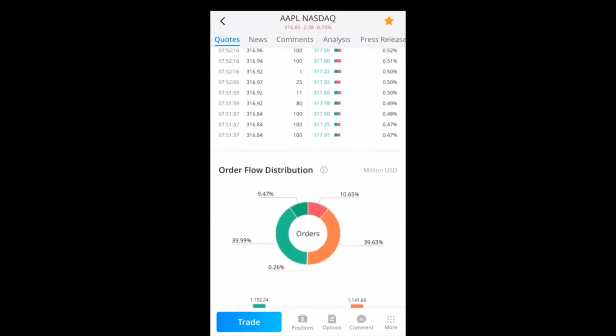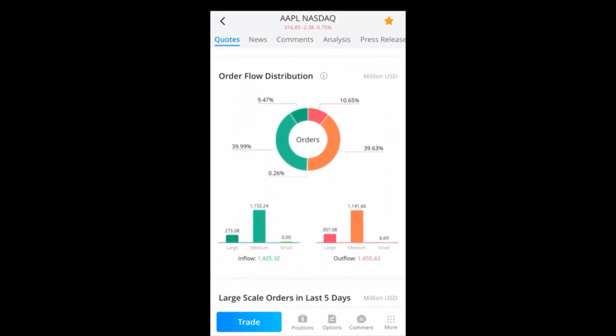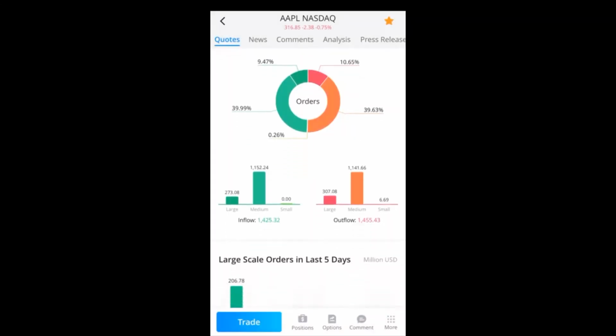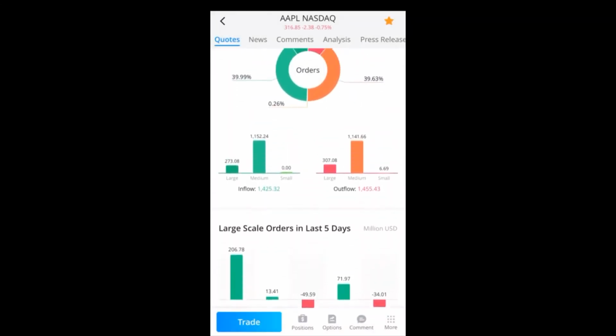And as you move further down, you can see the order flow distribution. And if you click the little I symbol to the right of order flow distribution, it can give you an explanation of what that means. And then as you scroll farther down, you can see that information as well.